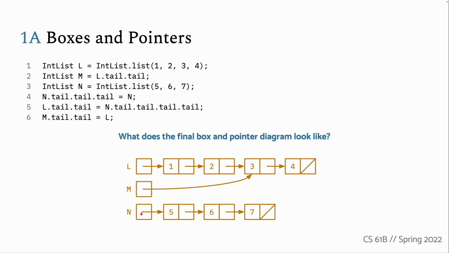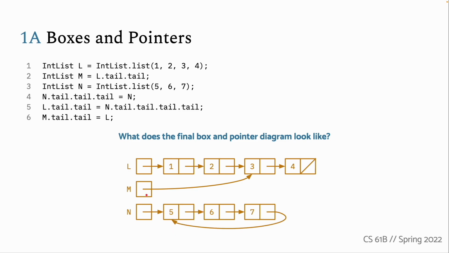n.tail.tail.tail. So this is n. This is n.tail. This is n.tail.tail, and this is n.tail.tail.tail. So we're going to copy over the value that's in this simple container over into this simple container. So the 7 is going to be pointing back around to this 5.